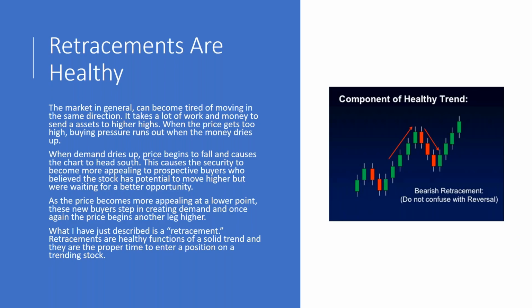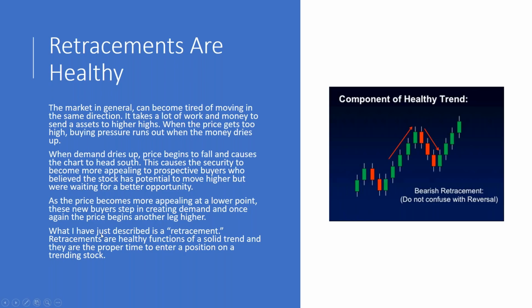Well, if you've got 100 people waiting for the dip because there's a strategic support line there, it's going to dip down. When all those buy orders are executed, it's going to push the price right back up into its healthy trend. So remember, a retracement is a component of a healthy trend. When demand dries up, price begins to fall and causes the chart to head south. This causes the security to become more appealing to prospective buyers who believe the asset has potential to move higher, but are waiting for a better opportunity. As the price becomes more appealing at a lower point, these new buyers step in, creating demand, and once again the price begins another leg higher.